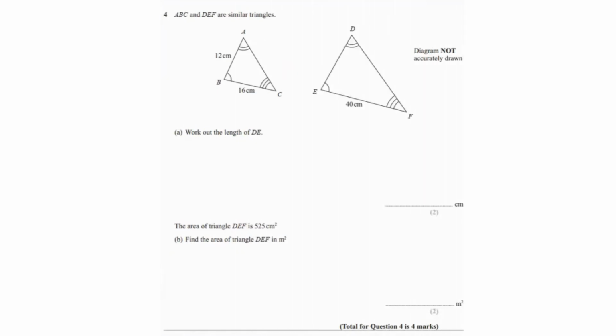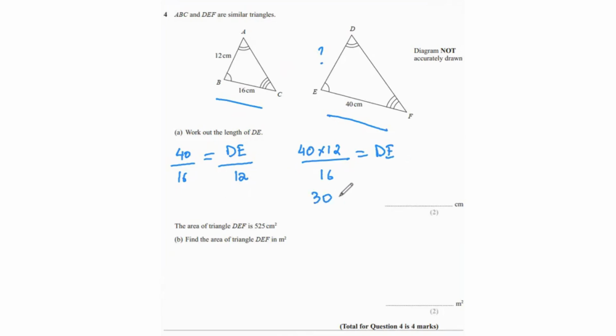Next question says that ABC and DEF are similar triangles. Work out the length of DE. So DE is this. So same thing. We have two corresponding lengths. So 40 divided by 16 is the same as DE divided by 12. So 40 times 12 over 16 is DE, which is going to give us 30 centimeters as the value of DE.